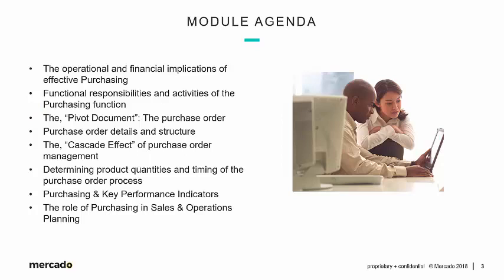Another new concept referred to as the cascade effect of purchase order management, how that PO serves to impact all downstream activities. Third to the last bullet, we'll get into determining product quantities and timing of the purchase order process, how much to buy and when to place purchase orders. Then key performance indicators for purchasing. And finally, a tie back to previous modules, the role of purchasing in sales and operations planning. All right, this is a big one, so let's get right down to it.